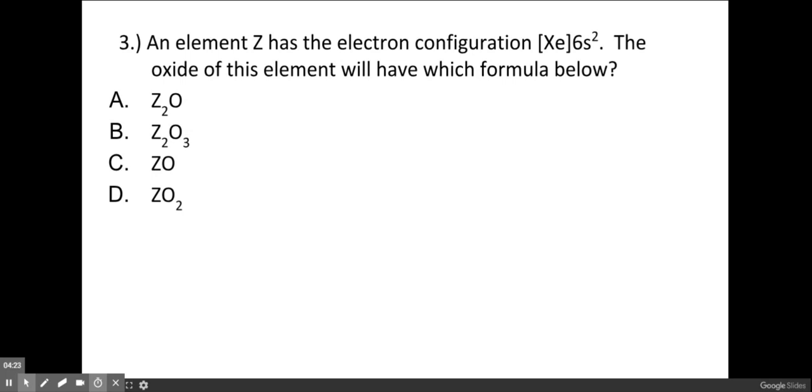Question 3. An element Z has the electron configuration xenon 6s2. The oxide of this element will have which formula below?